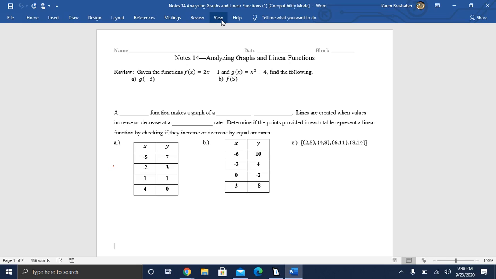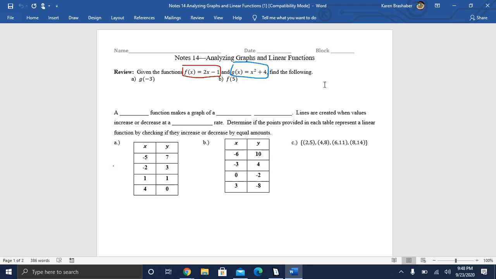And in this set of notes, we will be analyzing graphs and looking at linear functions. So we'll do a quick review of function notation and how to substitute in. So I've given you two functions here. The first one is f of x equals 2x minus 1. And the second one is g of x equals x to the second plus 4.